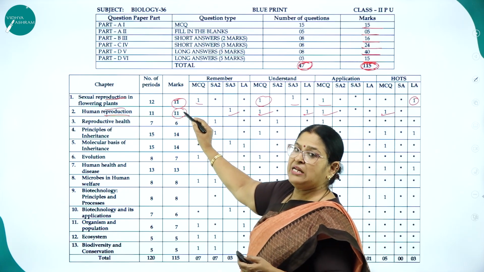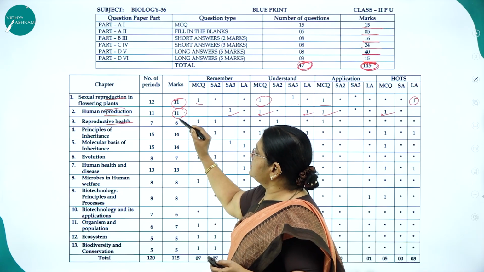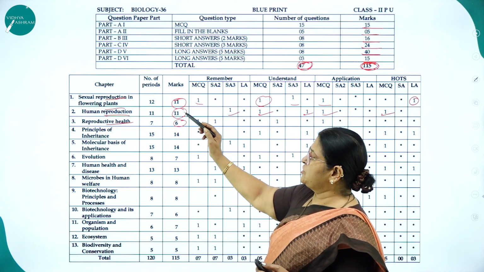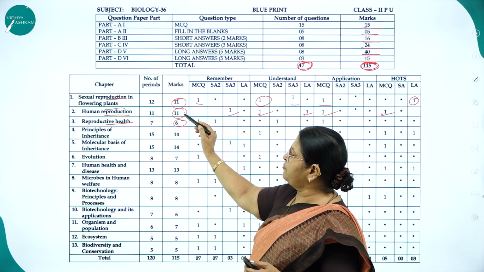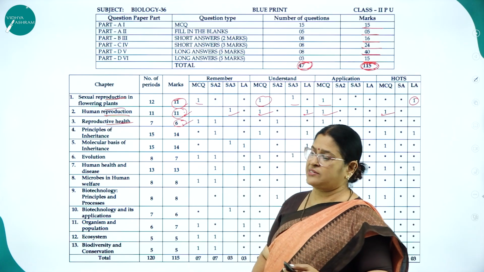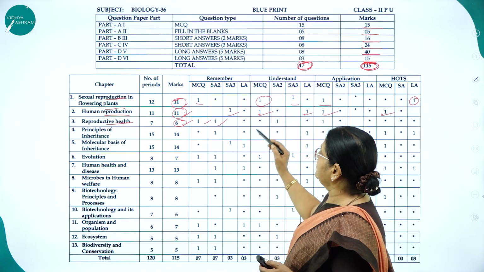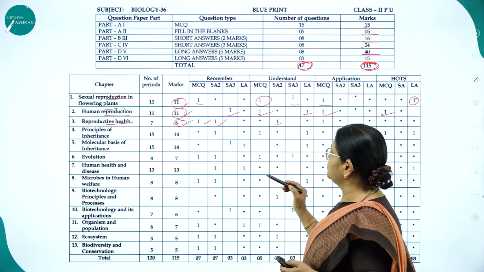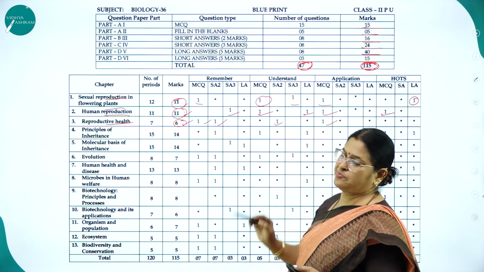So total 11 marks. Reproductive health, the third chapter, has a weightage of 6 marks. So sexual reproduction, the first chapter, 11 marks, the second chapter, human reproduction, 11 marks, then reproductive health 6 marks. Then here you can see MCQ 1, short answers 1, essay 2, short answer 1, then MCQ 1. So total it is 6 marks.